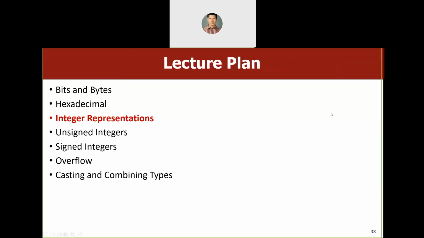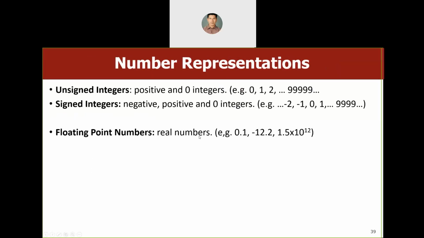Okay, fine. Integer representations, we have seen this already in the last 2 lectures, but we'll go through it again in fast mode. Unsigned integers: when I say unsigned integers, there is no sign representation. So only positive numbers and 0. Example 0, 1, 2, 9, these are unsigned numbers. What are signed numbers? Signed numbers will have 0, positive numbers, and also negative numbers.